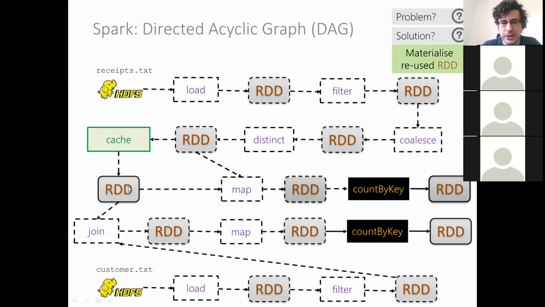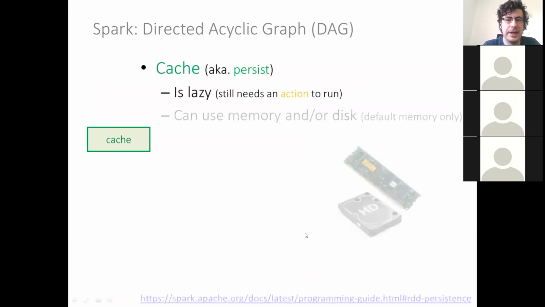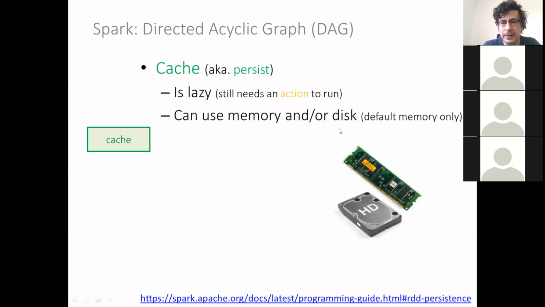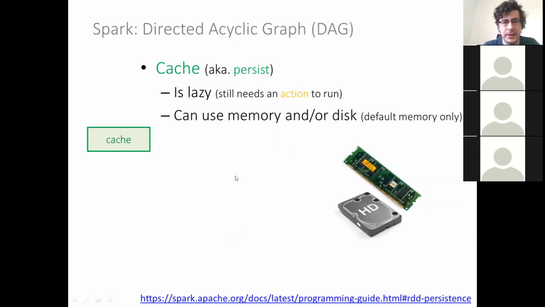It's not when we call cache that it will actually execute all of these transformations needed to compute this RDD, but rather it will only be computed when it's needed for an action. So actions still coordinate when things are run. And you can decide if you want to use memory or disk or what you would like to use for this. So this is the idea of a cache, and it's quite common and quite useful to have caches.